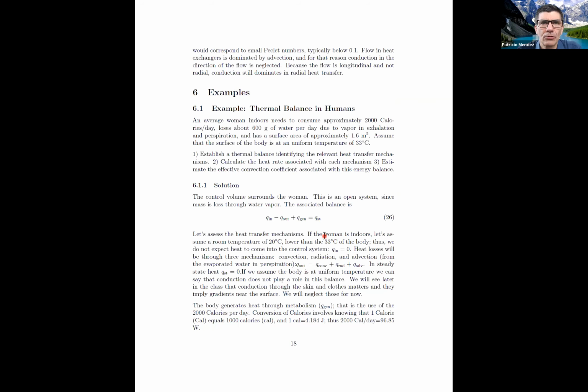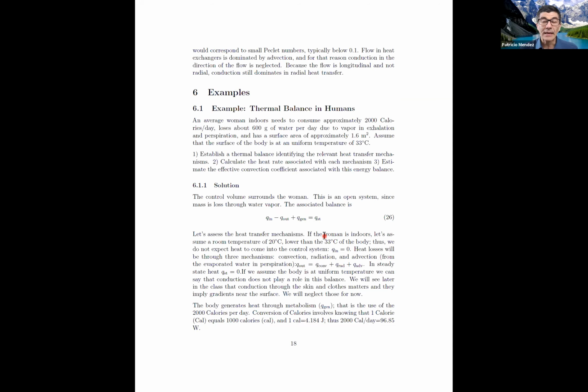So I'd like to wrap this up with an example from real life that puts together the things we have seen so far. It's about thermal balance in humans.